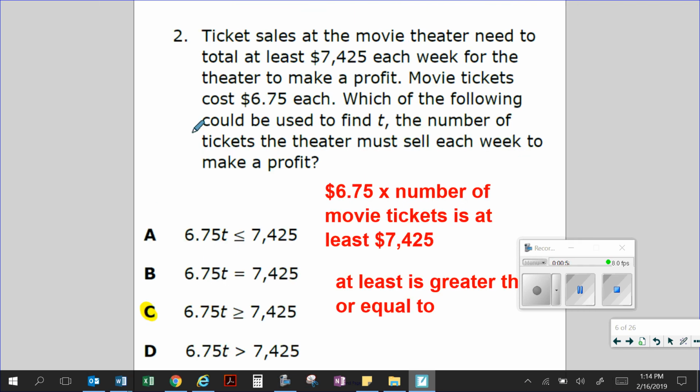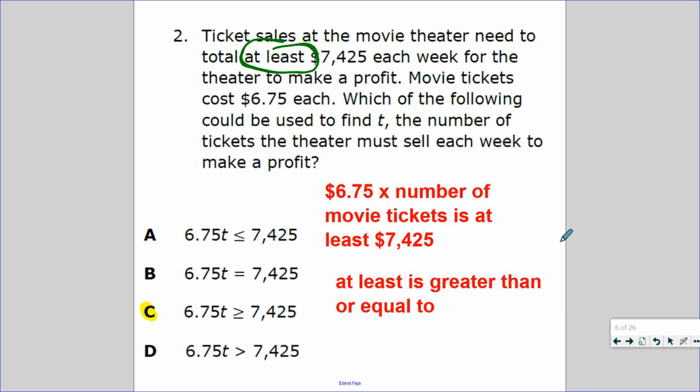Ticket sales at the movie theater need to total at least $7,425 each week for the theater to make a profit. Movie tickets cost $675 each. Which of the following can be used to find T, the number of tickets the theater must sell each week? So what does the phrase at least mean? If it is the lowest amount of money they make, which is $7,425, can they make more? Yes. So at least means greater than or equal to.